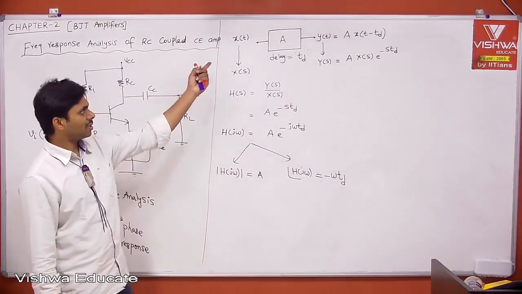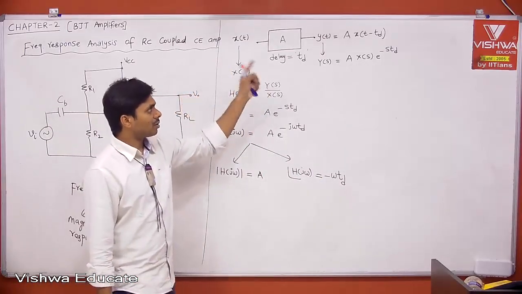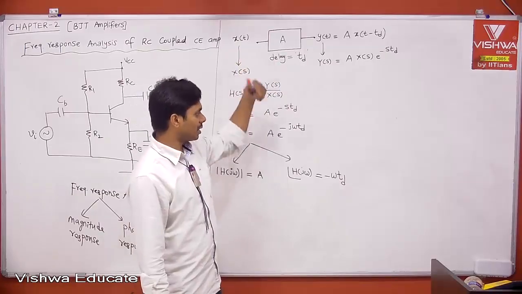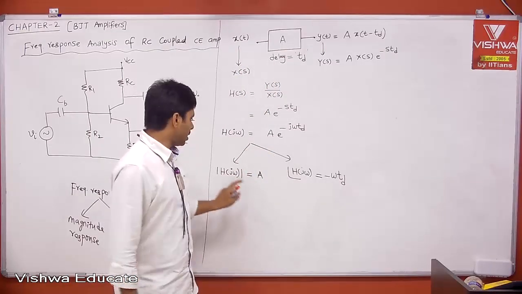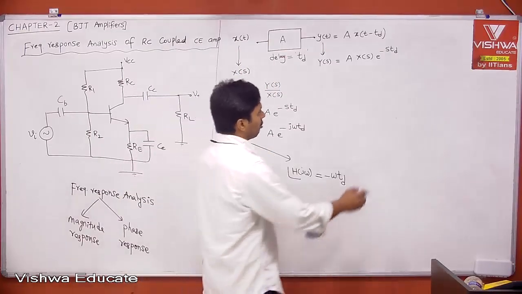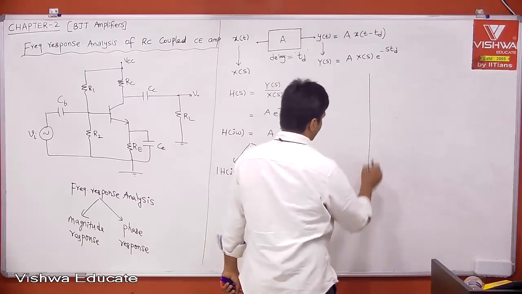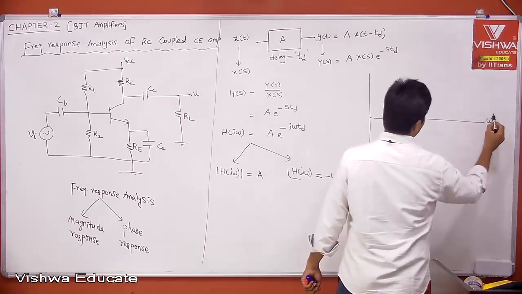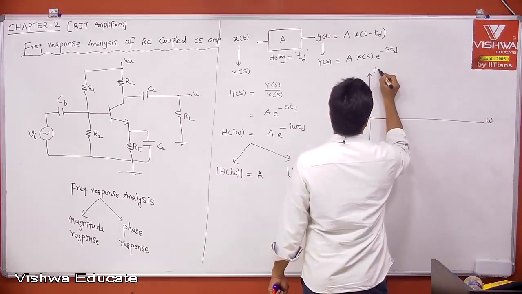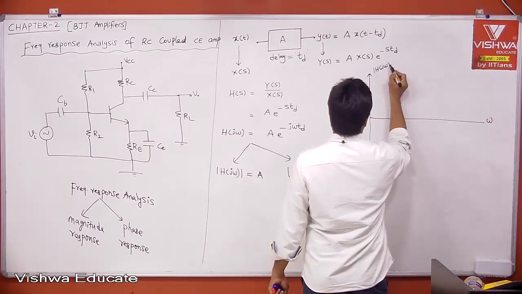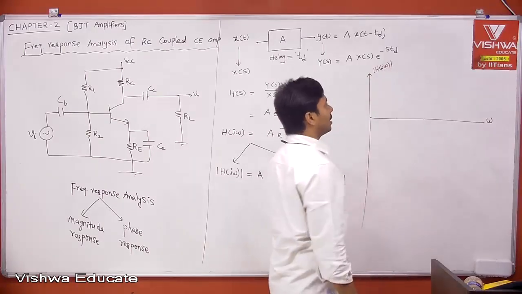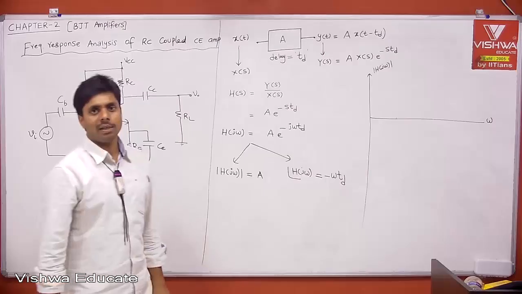Therefore, the time domain relation is converted into the frequency domain as a magnitude response and a phase response. If I plot the magnitude response and the phase response, let us say this is omega, and this is mod H of j omega. If you want, you can convert into dB also: 20 log of this, which is the gain in dB.